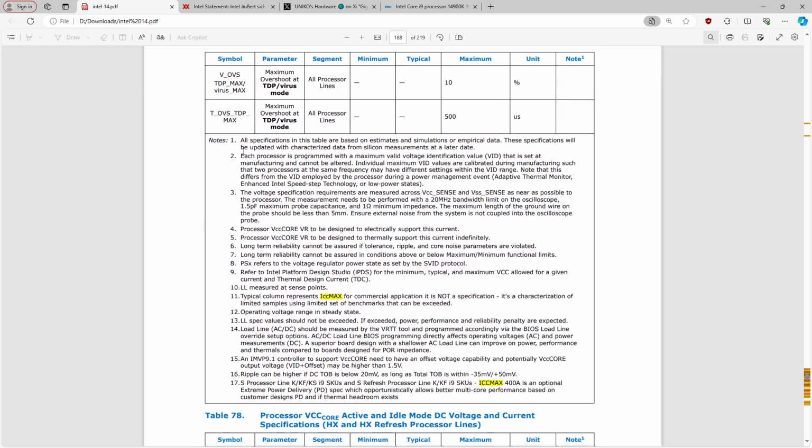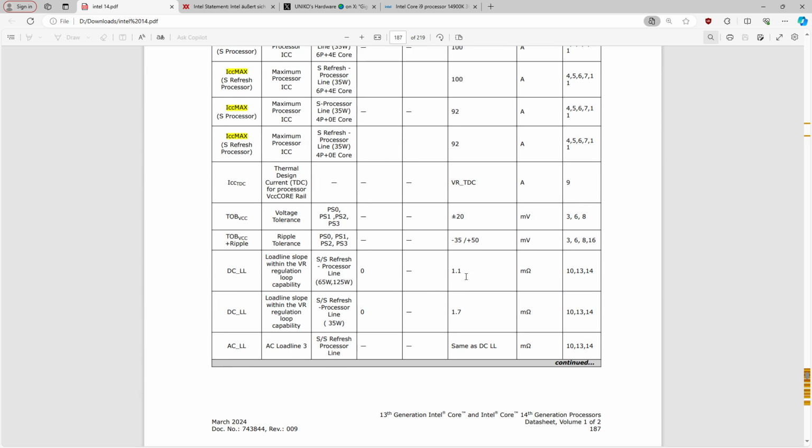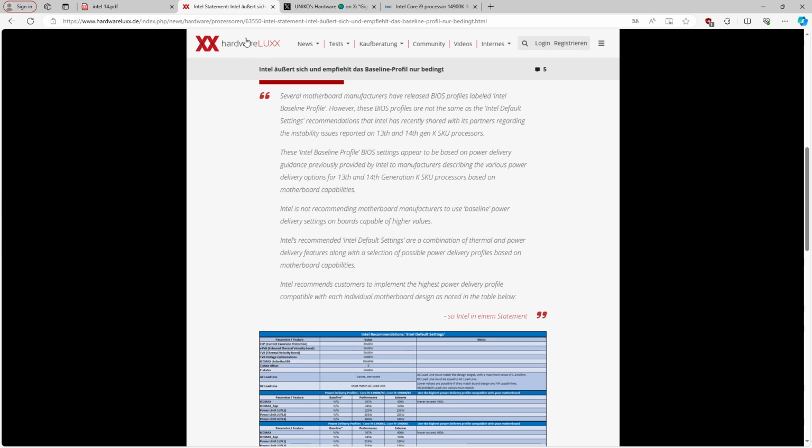14th gen, because I have the version of this document that's for 13th gen only. Originally this document was just 13th gen, and I don't remember there ever being a 1.7 milliohm load line spec for the high power draw CPUs. So maybe very early on they had 1.7 milliohms for everything, and then that got revised to 1.1 for the high power draw stuff and 1.7 for the low power draw stuff. So I guess Gigabyte just used some really old design documents for their baseline profile, which explains why it's so weird.